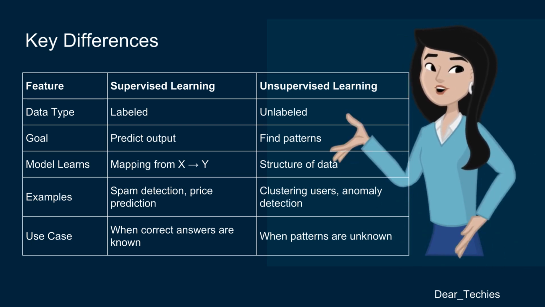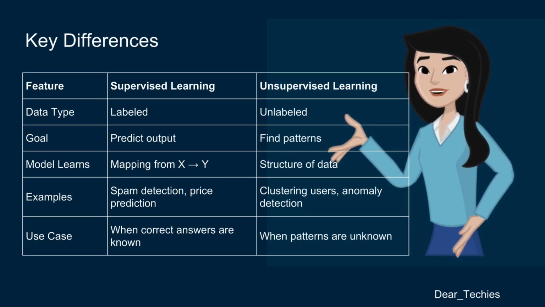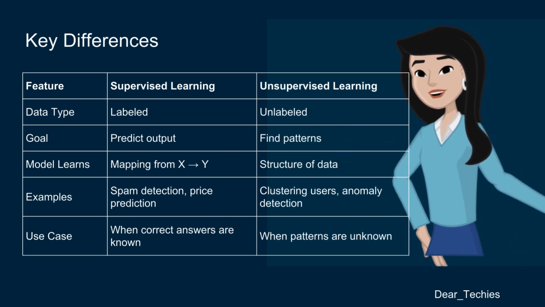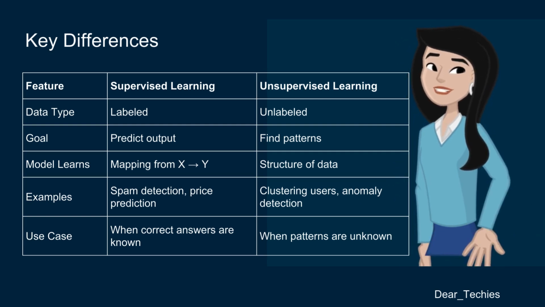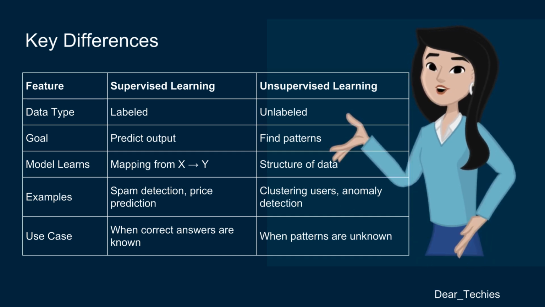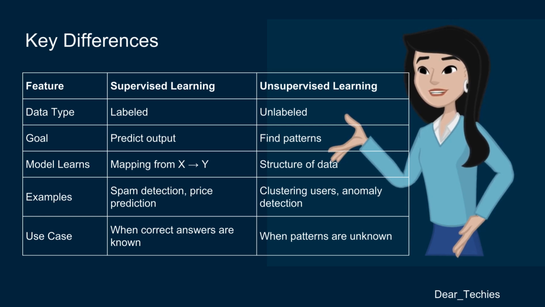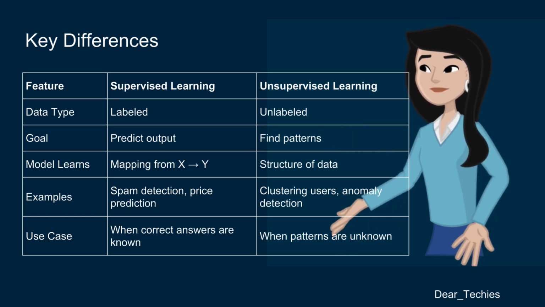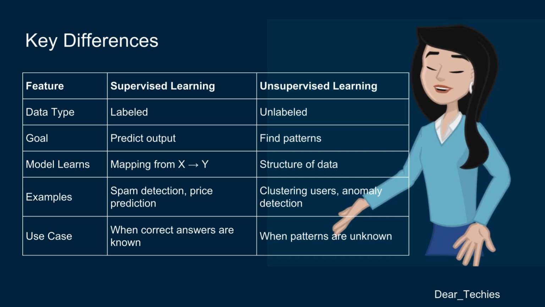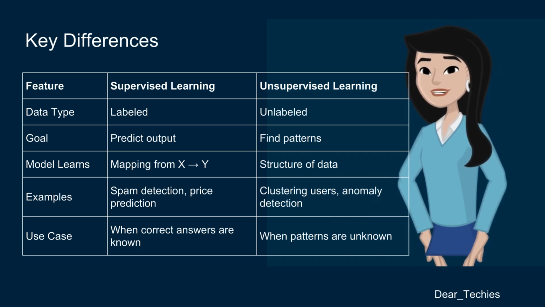Supervised learning is used when we already know the correct answers and want to teach the machine to repeat them. Unsupervised learning is used when we don't know the answers and want the machine to help us understand the data. In simple words, supervised learning is like teaching a student with answer keys. Unsupervised learning is like asking the student to study a topic and find patterns without any answers given.